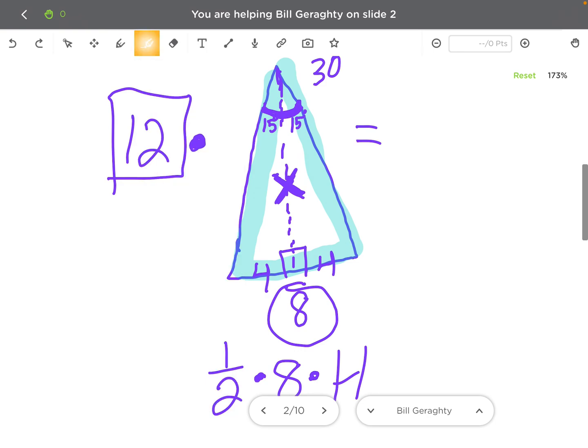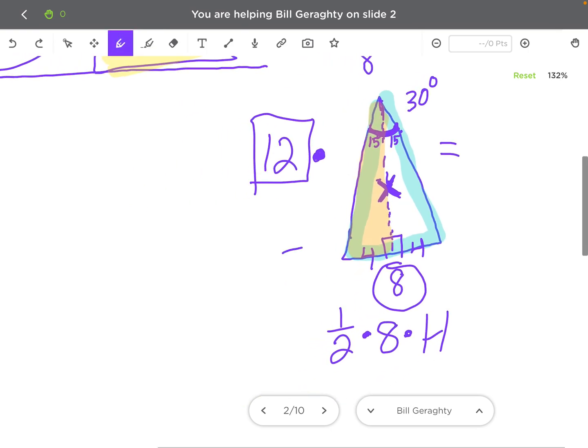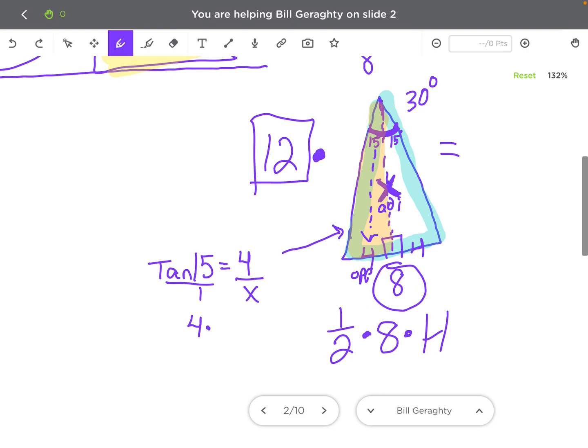And so what we're going to be doing is we're going to be using half of this triangle right here, and we're going to be using trig. And so the trig with this triangle right here, we're going to be using the side opposite, and the side we are looking for is the adjacent side. So opposite and adjacent is tangent, so the tangent of 15 is equal to opposite 4 over adjacent x. Put this over 1 and then go ahead and cross multiply.